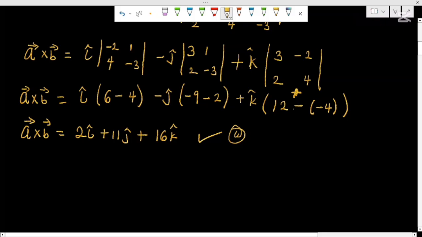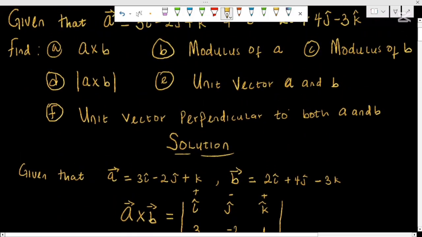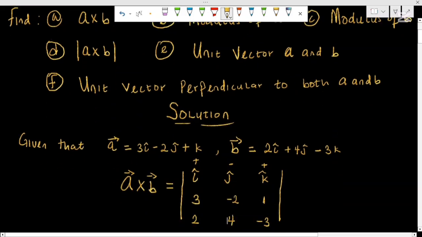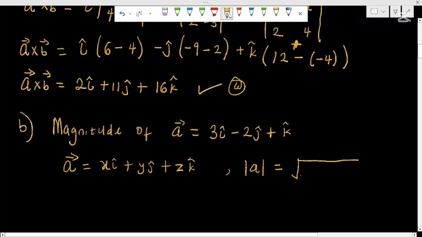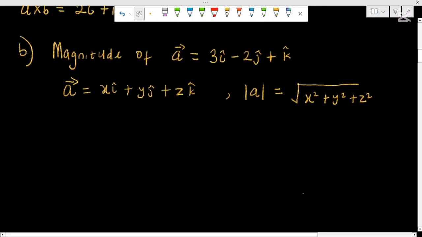Now question B says, find the magnitude of A. If we have a vector A equal to xi plus yj plus zk, the magnitude of such a vector is equal to the square root of x squared plus y squared plus z squared. Do you get it? So that's what we are going to be using now.